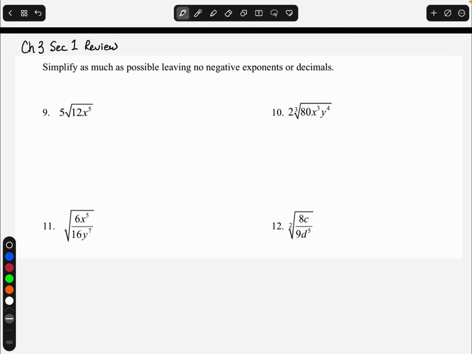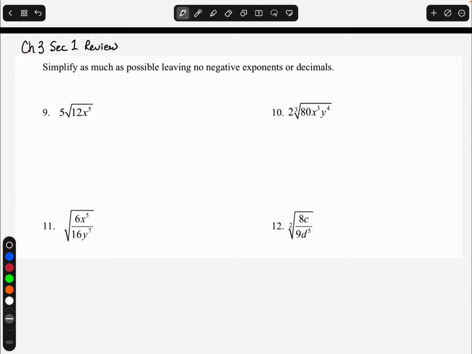This video is for problems 9, 10, 11, and 12 from the Chapter 3, Section 1 review. The directions state to simplify as much as possible, leaving no negative exponents or decimals. Starting out with number 9, we've got 5 times the square root of 12x to the 5th.